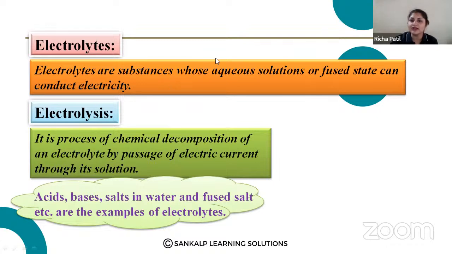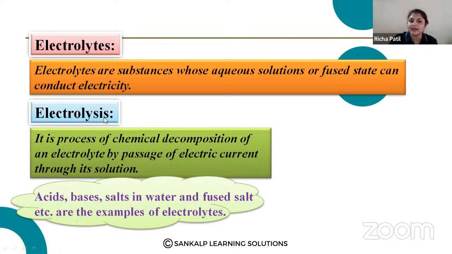So when you dip in your electrode, when you pass the electricity, what happens? There will be positive and negative ions. So electrolytes are such substances which consist of ions. When you pass electricity, they start conducting. So these are called electrolytes.